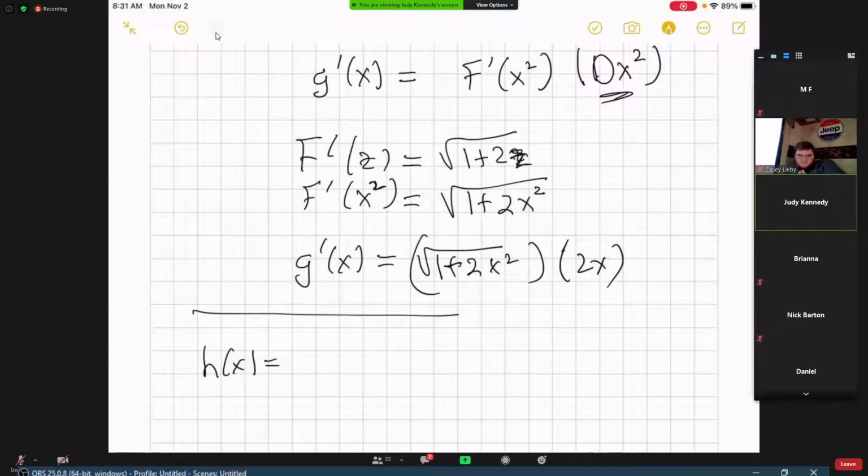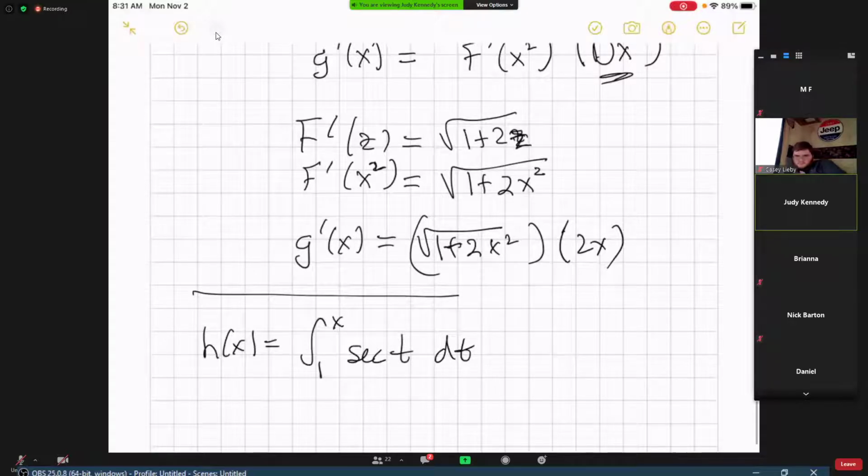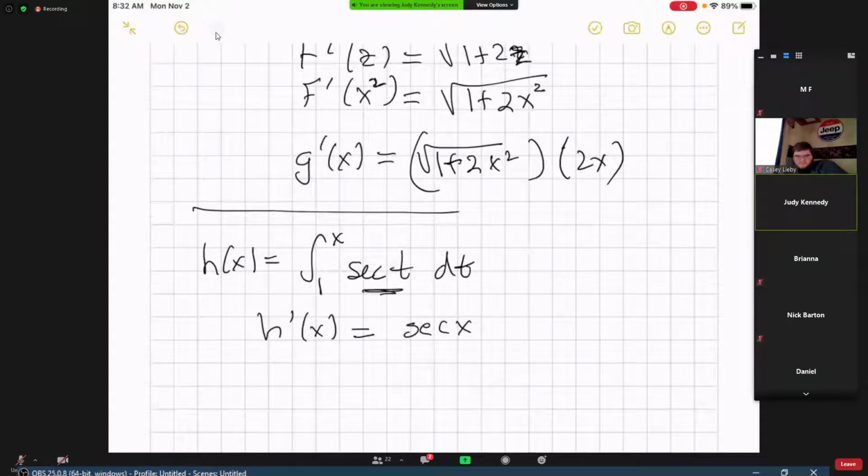Okay, let's do another one. H of x. Let's do it step by step. H of x is the definite integral from 1 to x of the secant of t dt. In fact, we did this before. So what's h prime of x? Secant x. Yes, it's the secant of x. It's just sitting right there in plain view. That's what part 1 says.